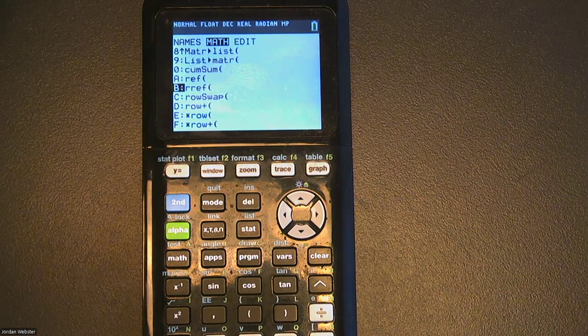By the way, if you look at those last 4 entries, those are just doing Gaussian elimination one step at a time. So if you want to swap the rows of the matrix, you can. If you want to add rows up in a matrix, you can. If you want to multiply a row by a constant, you can. If you want to multiply a row and then add it to another row, you can do that too. So you can do those steps one by one. It's a lot easier to just use RREF.